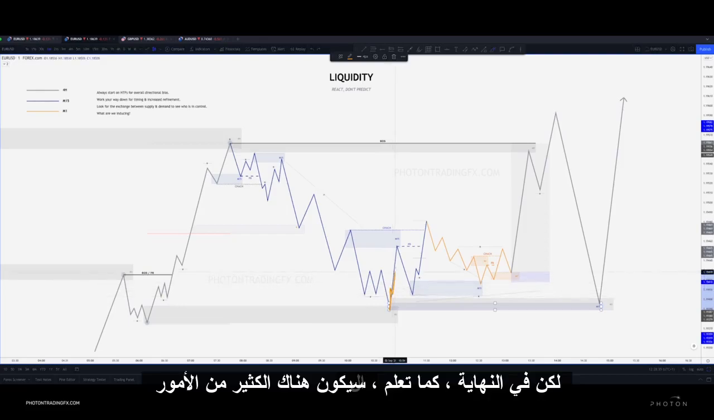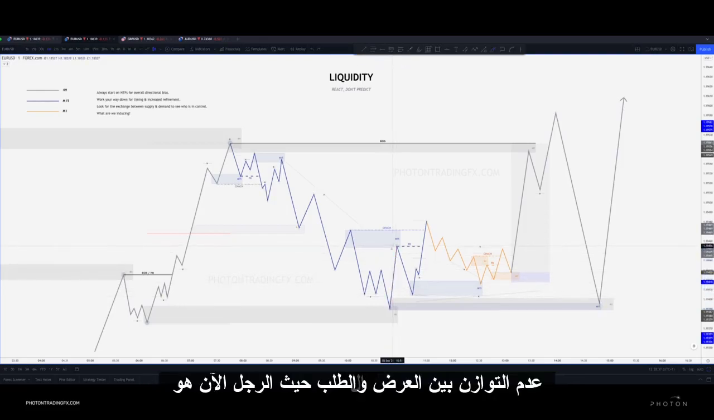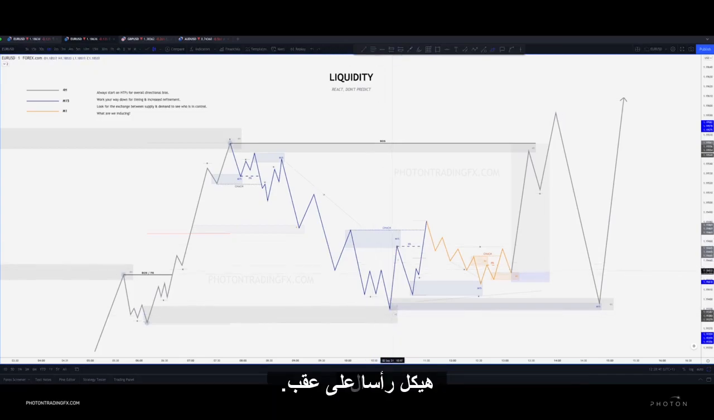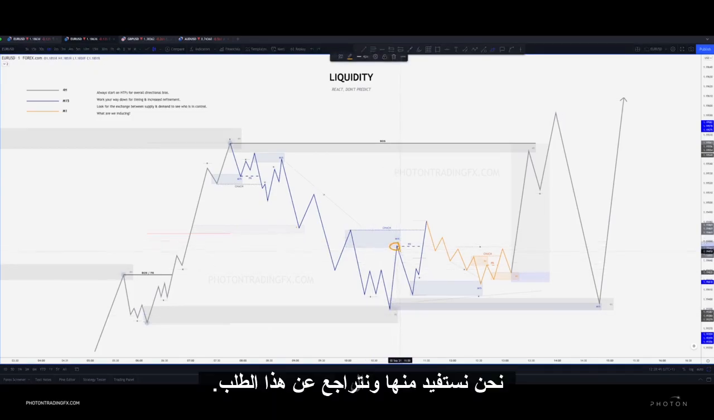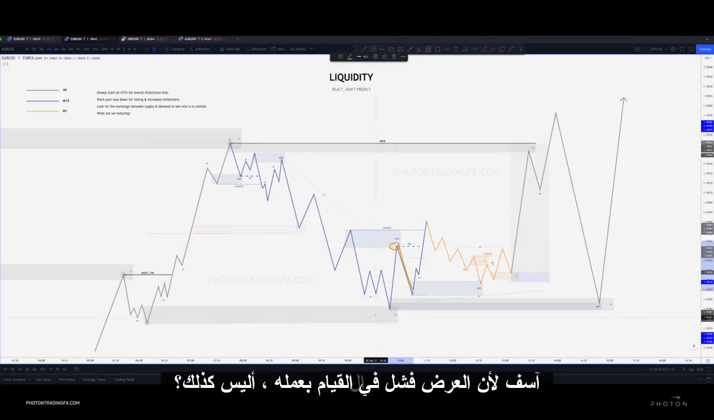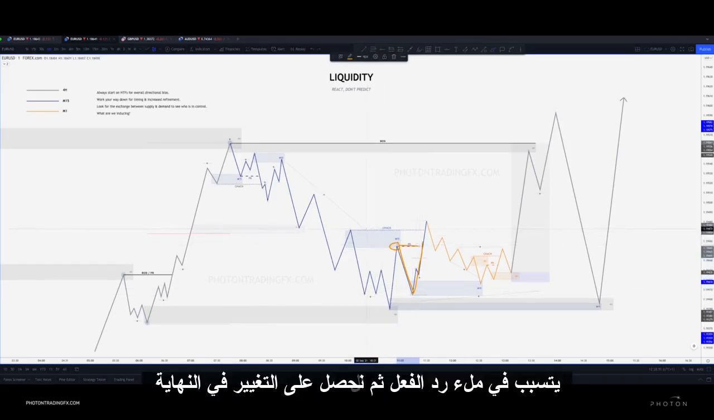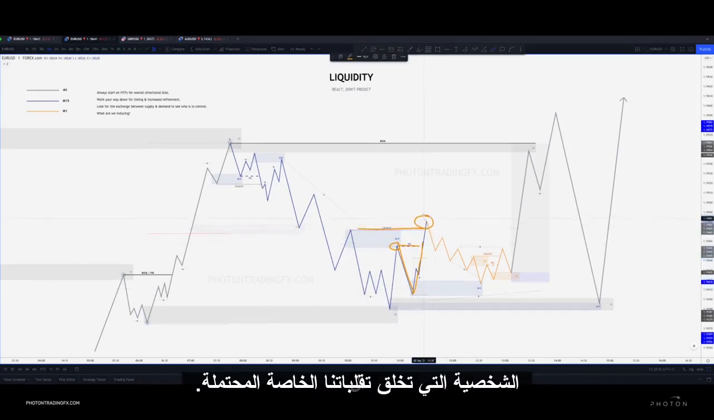But eventually, there's going to be that overwhelming imbalance between supply and demand, where demand now is starting to take control. As we start to break these minor breaks of structure to the upside, we tap into demand, we pull back. The supply fails to do its job, right? Because it fails to take out the low. Demand then steps in again. It causes the reaction to fail, and then eventually we get the change of character, creating our flip zone.